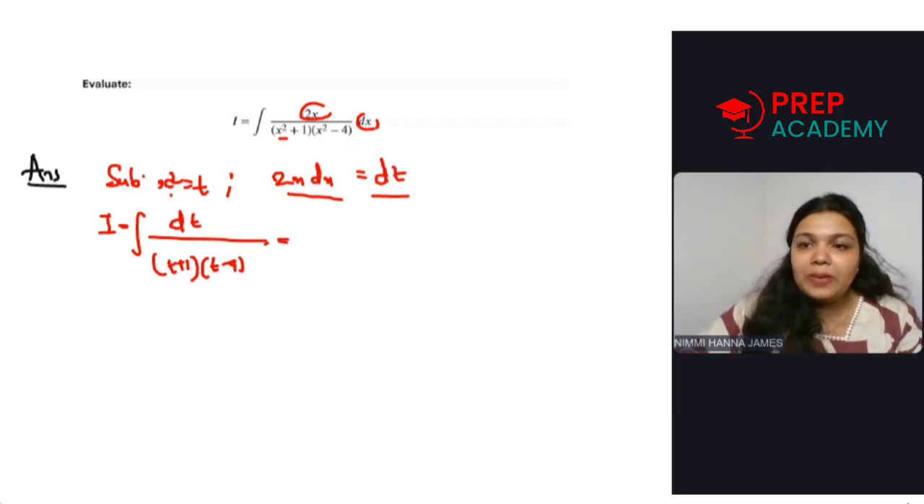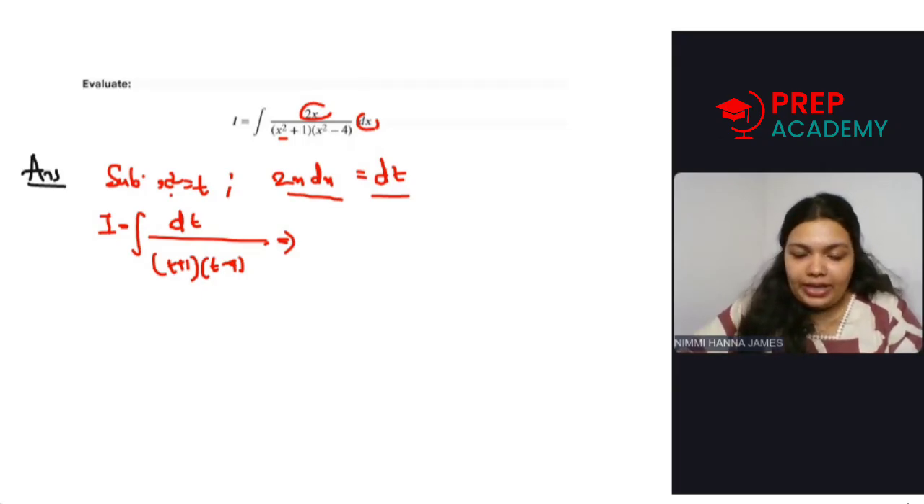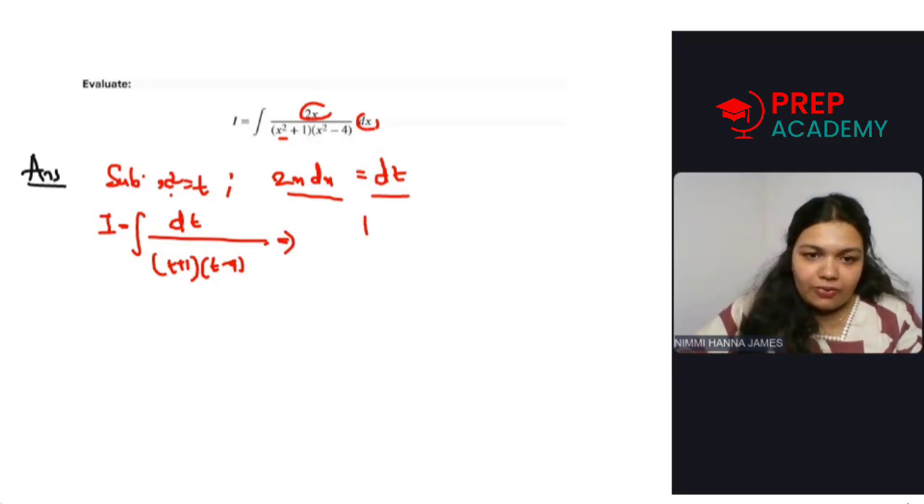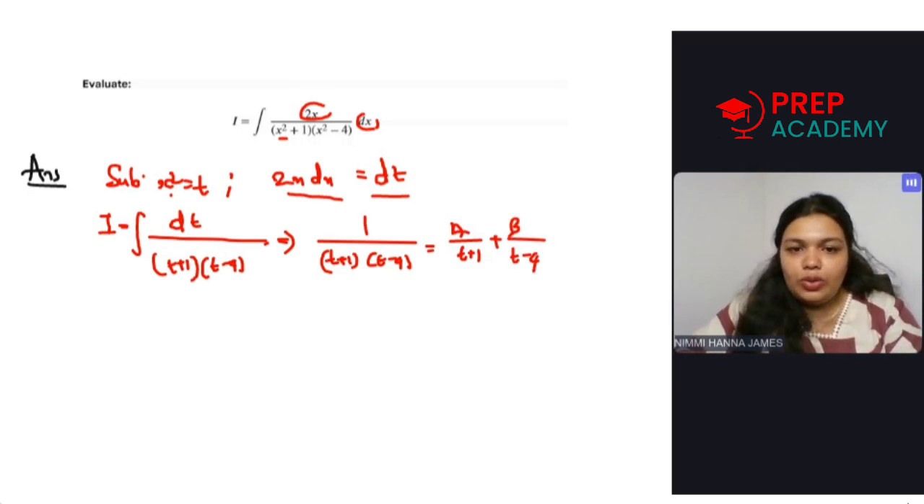So how do we split it? We are just taking the function only. After solving and simplifying, we will apply the integration again. So taking the function, that is 1 by (t plus 1) into (t minus 4), which is equal to a by (t plus 1) plus b by (t minus 4). Okay.